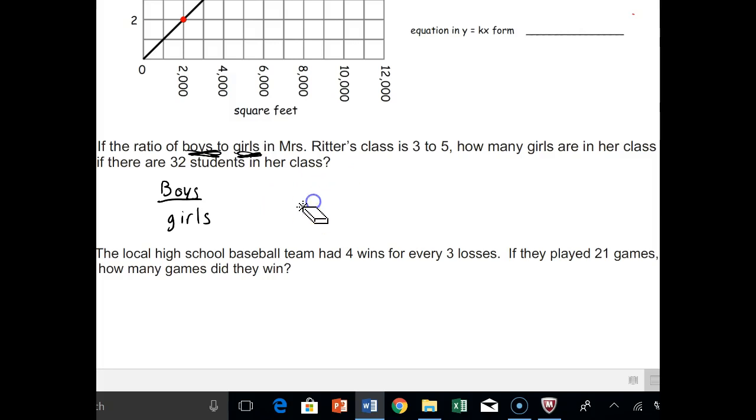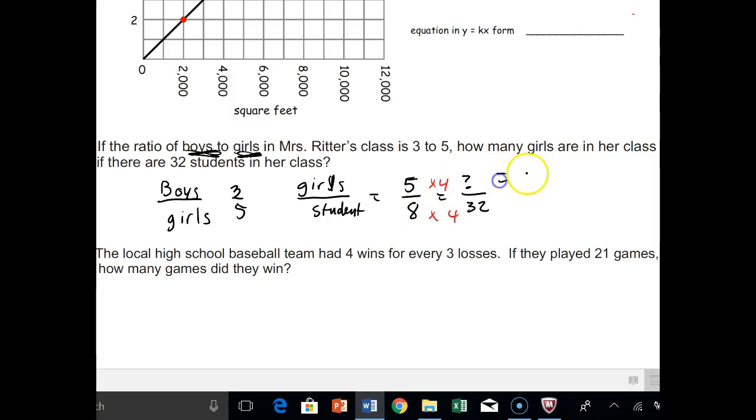The thing about the boys to girls ratio is 3 to 5. Another way to think about this is the girls to students ratio, so it would be 5 girls and 8 students, right? Because those 3 left over are the 3 boys. Now, if there are 32 total students in the class, you want to figure out how many girls there are, right? So 8 times what gives you 32? Well, that'd be times 4. So then 5 times 4, meaning there would be 20 girls in the class.